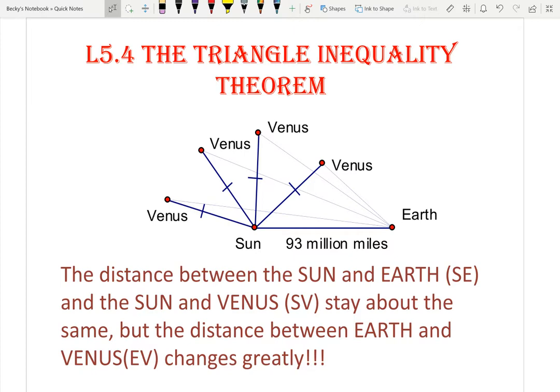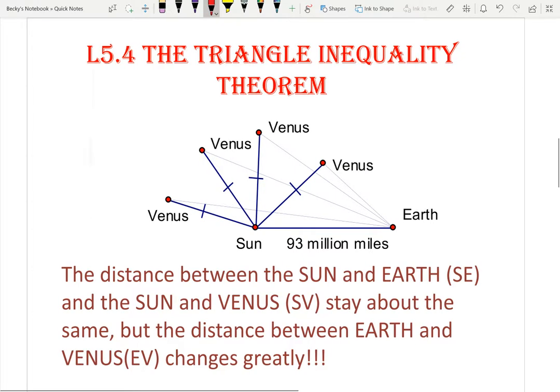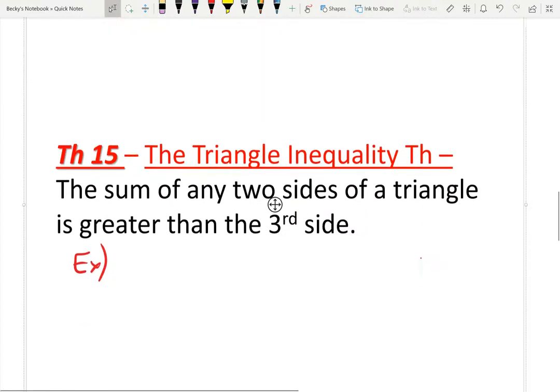Sometimes when you have two lengths of a triangle, we need to figure out if the third length actually forms a triangle. So the book starts with the idea that Venus and the Sun are typically about the same distance apart, and the Sun and the Earth are typically about the same distance apart, but the distance between Venus and the Earth changes as they rotate. So sometimes it gets to a certain point where it may not form a triangle anymore. And we need to know what is the closest length they could be together to form a triangle and what is the furthest length.